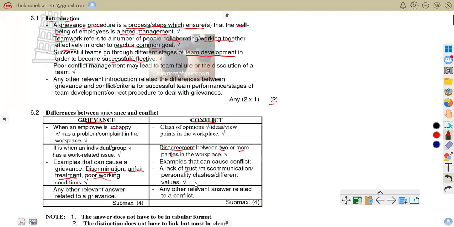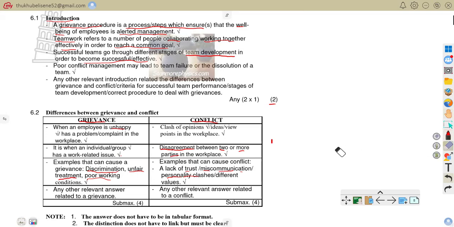But examples that can cause conflict: lack of trust, if you don't trust each other's ideas and inputs. Miscommunication, if the communication is not effective, can also cause conflict. Personality, as we have different personalities, once they clash, it's a problem. Also different values. Hope we are together under that aspect where we were asked to differentiate grievance as well as conflict.